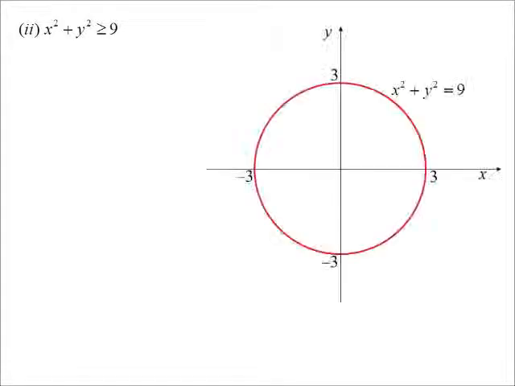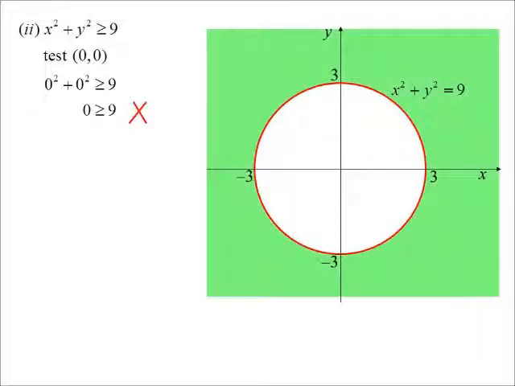Our circle, x squared plus y squared, in this case, it's equal to, so the boundary is included. Again, it breaks our number plane up into two regions: inside the circle, outside the circle. I can pick any point I like as long as it's not on the boundary. So again, I can use 0, 0. And 0 squared plus 0 squared is 0, is that greater than or equal to 9? No, it's not. So therefore, I'm on the outside of the circle.